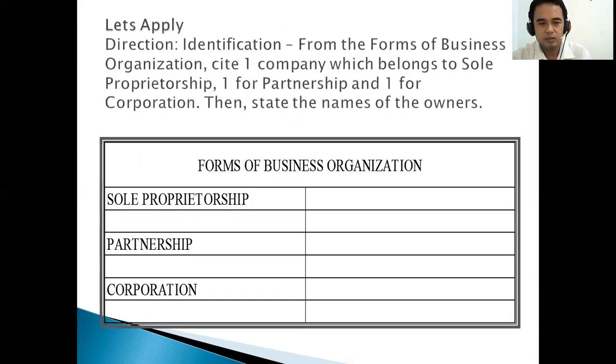We have some things for you to answer in Let's Apply, as you can see here. Identification from the forms of business organization: cite one company which belongs to sole proprietorship, one for partnership, and one for corporation. Then state the names of the owners. So we can do this: proprietorship, partnership, and then the names of the owners.